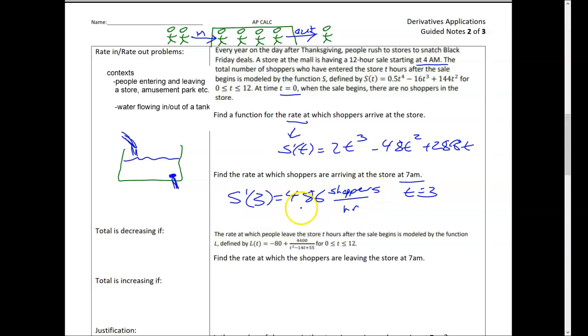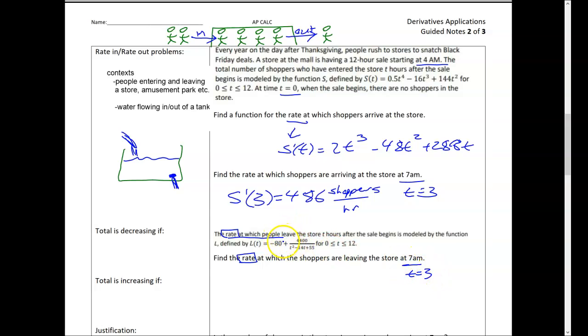Now here's where this problem starts to get a little bit more interesting. This is all stuff we could have done probably already. Here now it gives us the rate at which people leave the store. So again, draw a box around that word rate every time you see it. And it gives us this function L of t. And then again, we want the rate at which shoppers are leaving the store at 7 a.m. So 7 a.m. we still know is t equals 3.